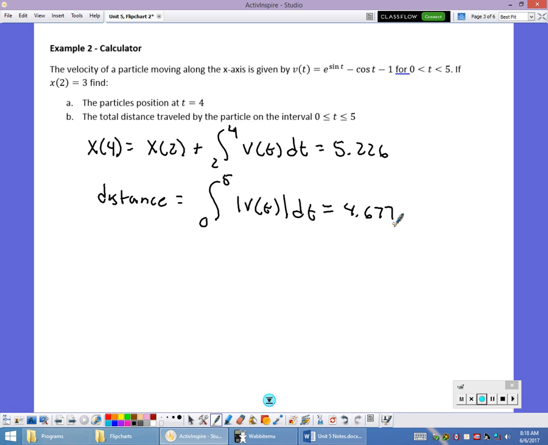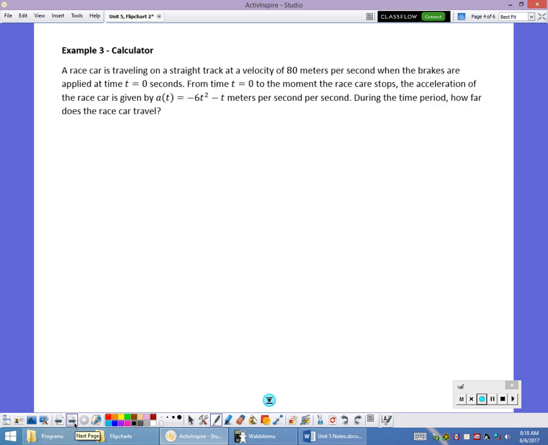A little bit different wording on the next one. I have a race car that's moving along, and it's given to you as this is my acceleration. I tell you the initial velocity is 80 meters per second, and then they pump the brakes and it's going to stop. And so what I need to do is write a velocity equation, and then I need to integrate that velocity equation to find the distance traveled.